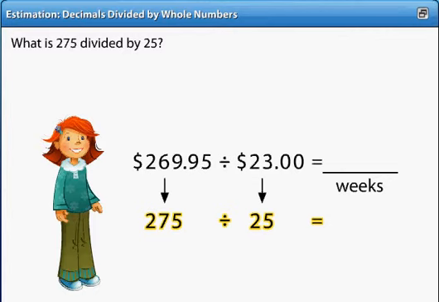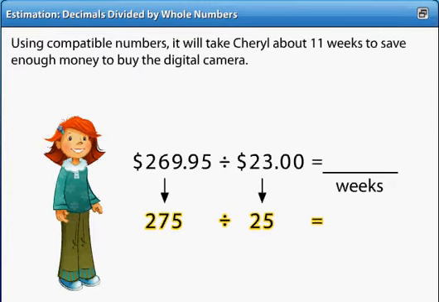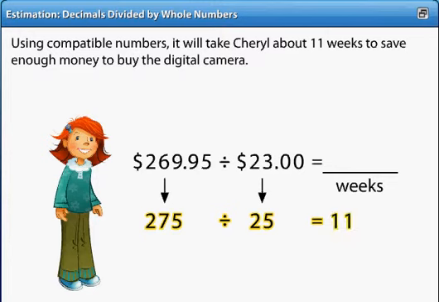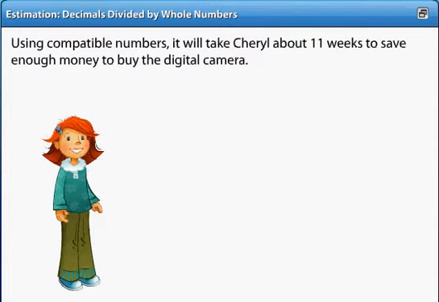How many times does 25 go into 250? Well, that would be 10 times. So I have 10 plus one more 25, which would be 11. Or you could even do how many times does 25 go into 300, which would be 12 times, but take away one of these 25s to get you down to 270. There's so many different ways you can think about this. Whatever works for you is fine. Even counting up by 25s is fine. 25, 50, 75, 100. Something like that is completely okay. Using compatible numbers, it will take Cheryl about 11 weeks to save enough money to buy the digital camera. A long time.